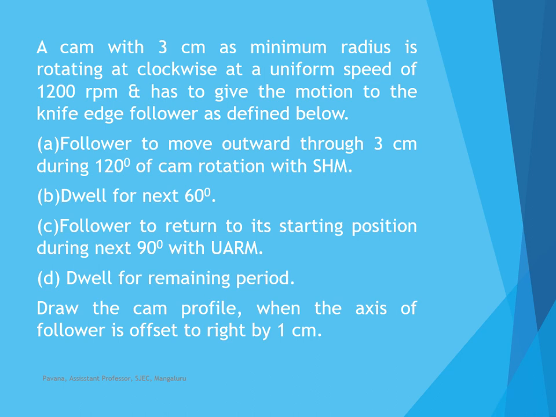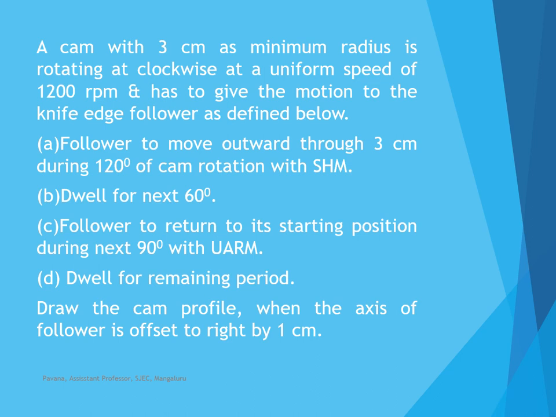A cam with 3 centimeters minimum radius is rotating clockwise at a uniform speed of 1200 rpm and has to give motion to a knife edge follower as defined below. Follower to move outward 3 centimeters during 120 degrees of cam rotation with SHM. Dwell for the next 60 degrees. Follower to return to its starting position during the next 90 degrees with UARM. Dwell for the remaining period. Draw the cam profile when the axis of the follower is offset to the right by 1 centimeter.